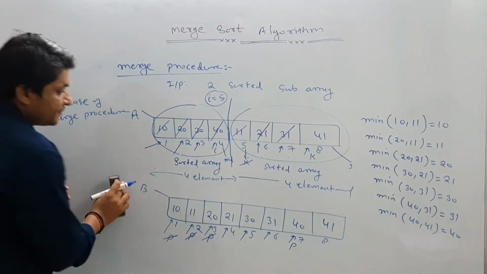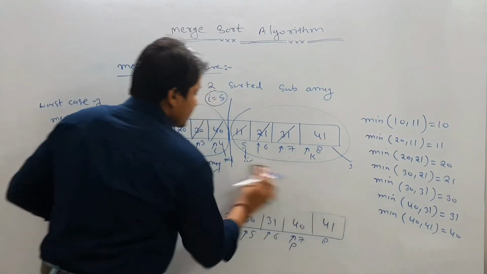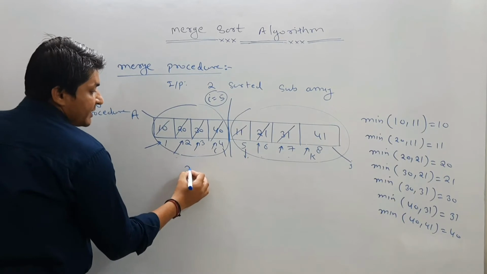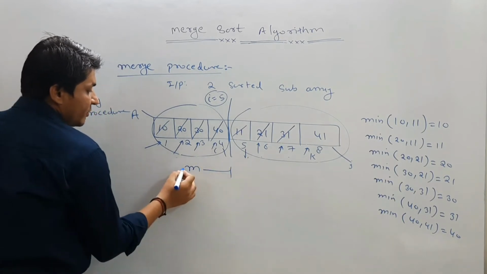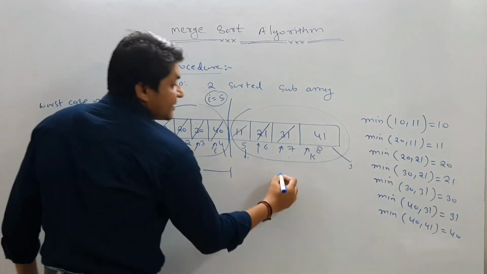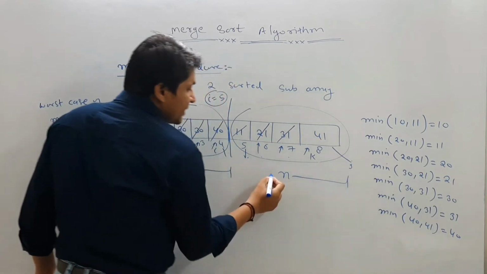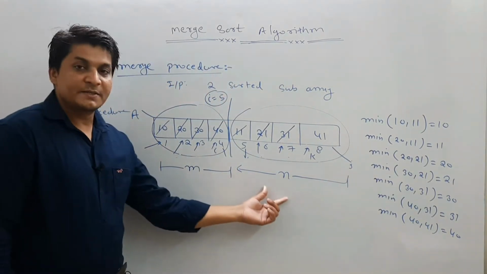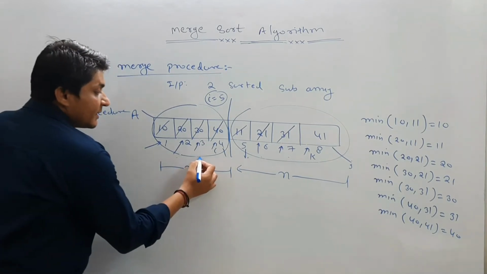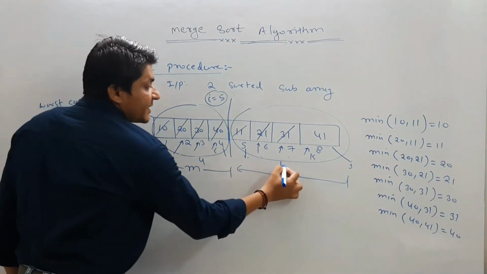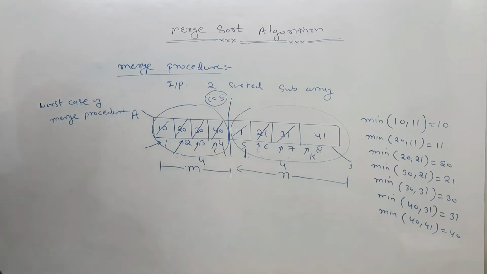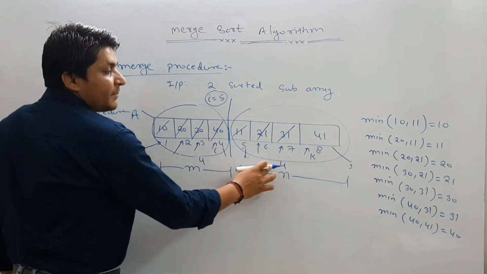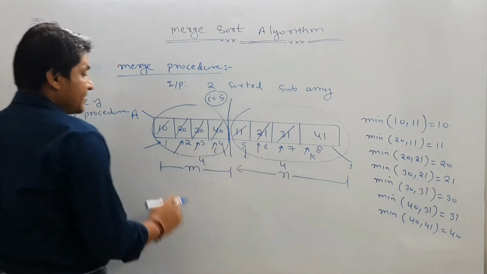So let me generalize this. Let us assume m is the number of elements in this sorted subarray, and n is the number of elements available in the second sorted subarray. Then how many comparisons will we do in the worst case? Previously, this array contained 4 elements and this array contained 4 elements. Then we did 7 comparisons: 4 plus 4, 8, minus 1, so 7 comparisons in this case.